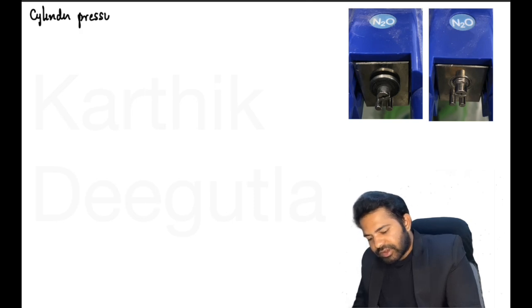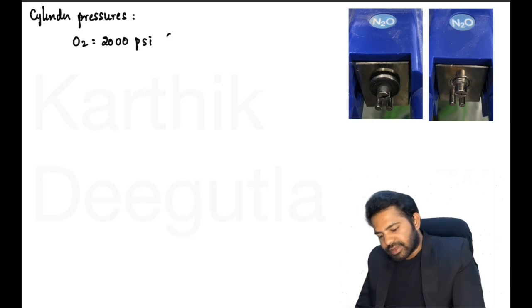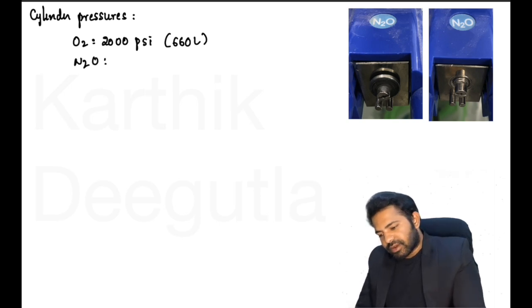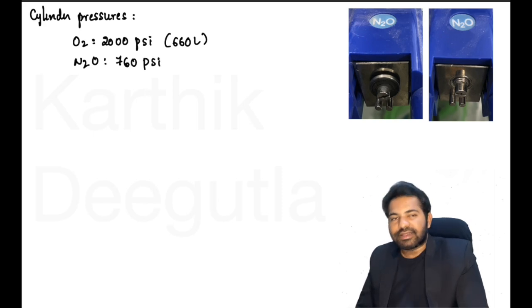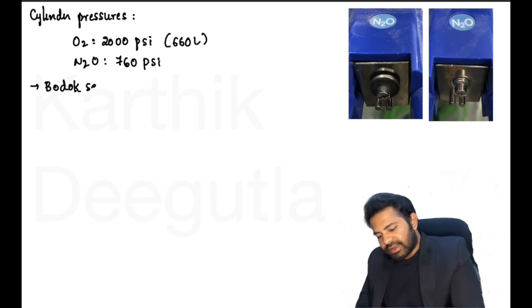Now moving on, we have the cylinder pressures. You need to know the cylinder pressure of 2 gases. One is oxygen. The pressure of the cylinder is 2000 psi, and I have already told you the size, which is 660 liters. Now we have the nitrous oxide cylinder. The pressure inside the cylinder is 760 psi. Got it? Now we have something called a Bodok seal.